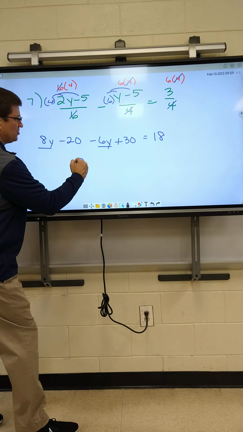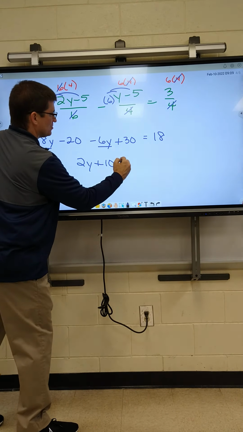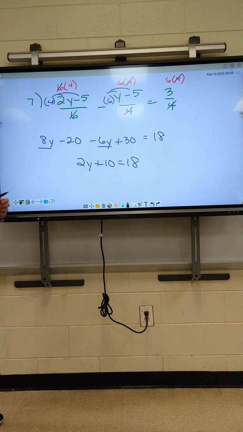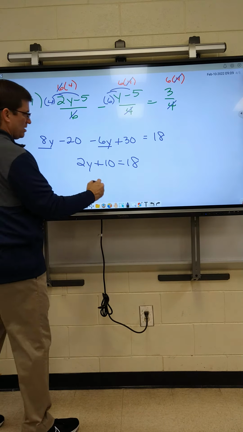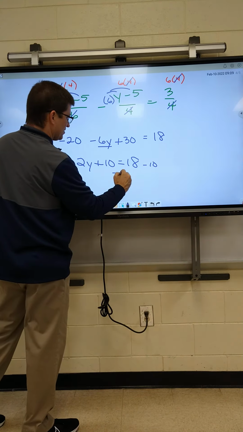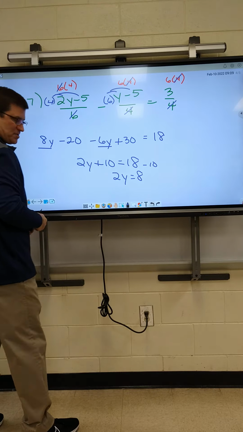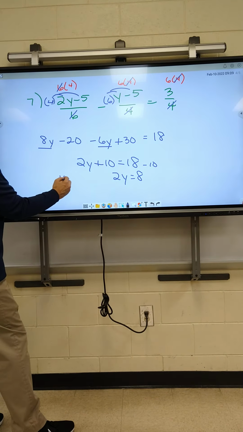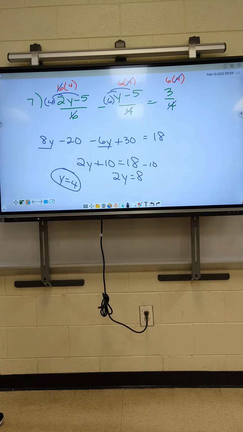So I got 2y plus 10 equals 18. What do I move over next? 10. All right, so that'll become a negative 10. I got 2y equals 8. What's my answer? Y equals 4. All right, so the solving part should be okay. That's not new. The only new step is doing the common denominator and getting rid of the fractions.